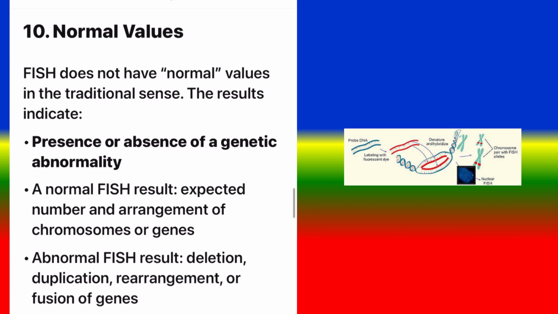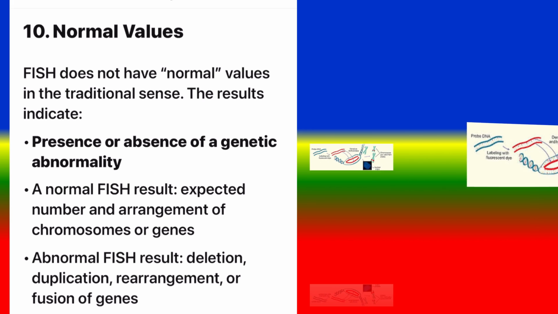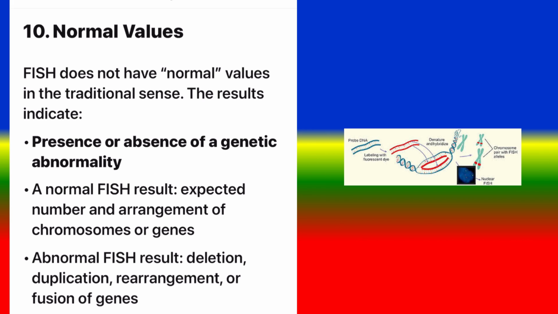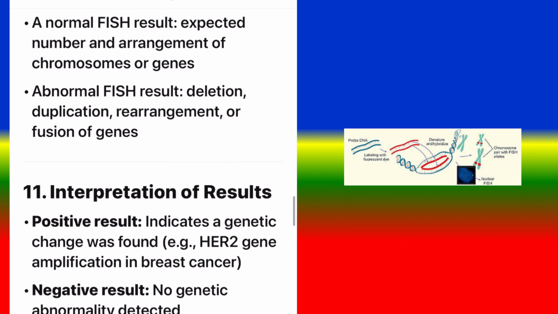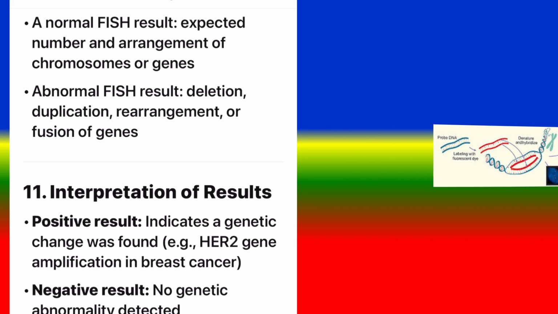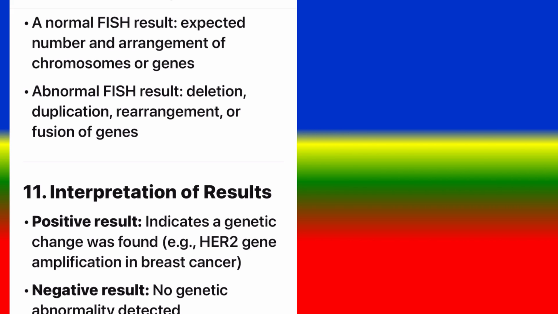10. Normal values. FISH does not have normal values in the traditional sense. The results indicate presence or absence of a genetic abnormality. A normal FISH result, expected number and arrangement of chromosomes or genes. Abnormal FISH result, deletion, duplication, rearrangement, or fusion of genes.